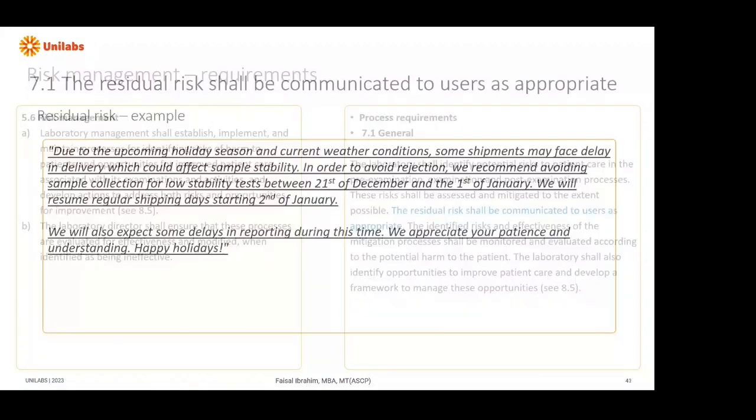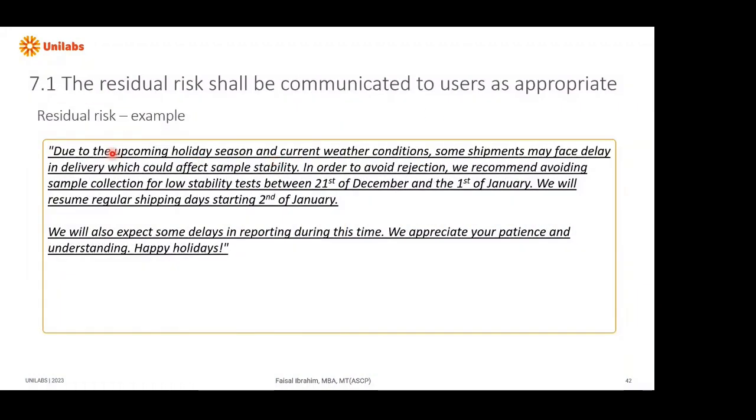So I thought I'll share with you an example from our laboratory, an email that was sent by our customer care team to our customers during the holiday season. Basically, we say due to the upcoming holiday season and current weather condition, some shipment may face delay in delivery, which could affect sample stability. In order to avoid rejection, we recommend avoiding sample collection for low stability test between December 21st and January 1st. We will resume regular shipping days starting 2nd of January.